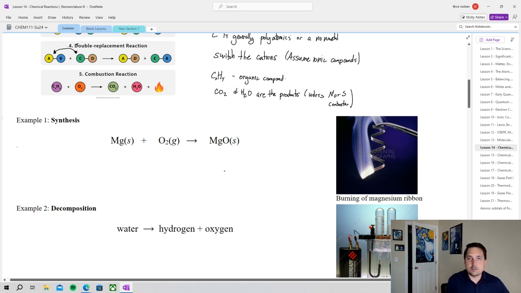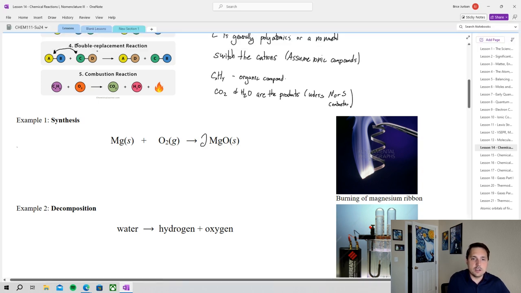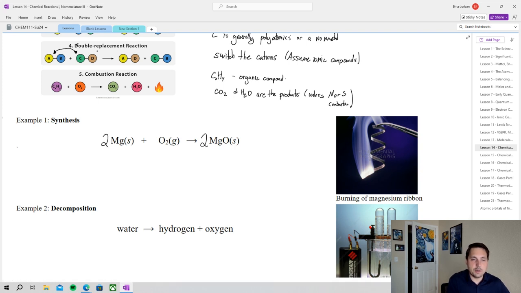You might notice that this reaction is not balanced. So if you caught that, that's very good. So let's go and balance this reaction. We're going to need 2 magnesium oxides so that the oxygens are balanced. And then we'll need to balance the magnesiums on the left side.